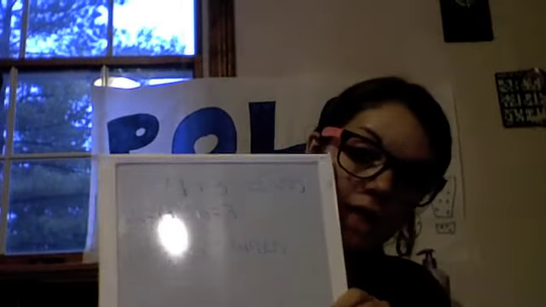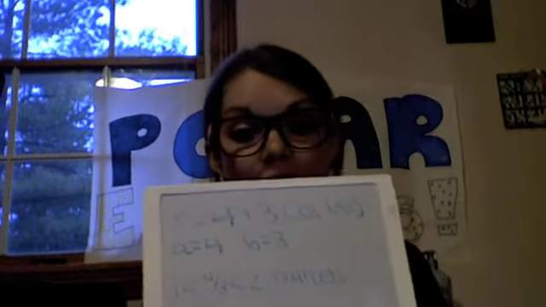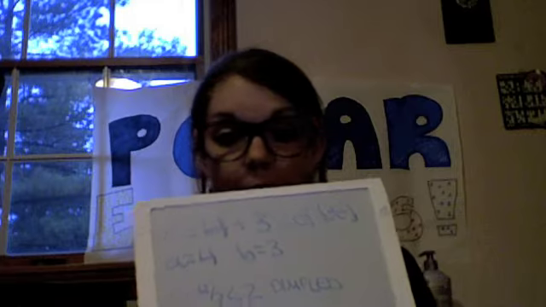Thirdly, our equation is r equals 4 plus 3 cosine theta. So a is 4, b is 3. So 4/3 is between 1 and 2, so this is going to be dimpled. So let's make our table and graph our points.